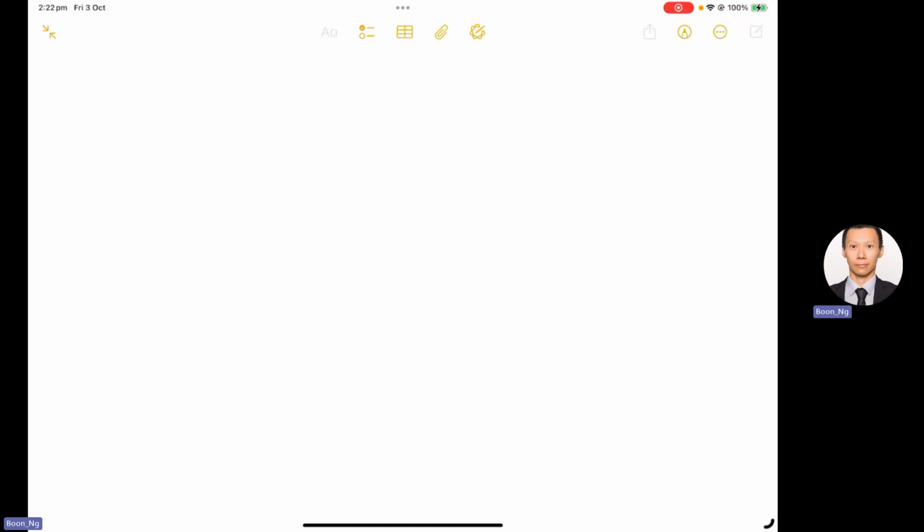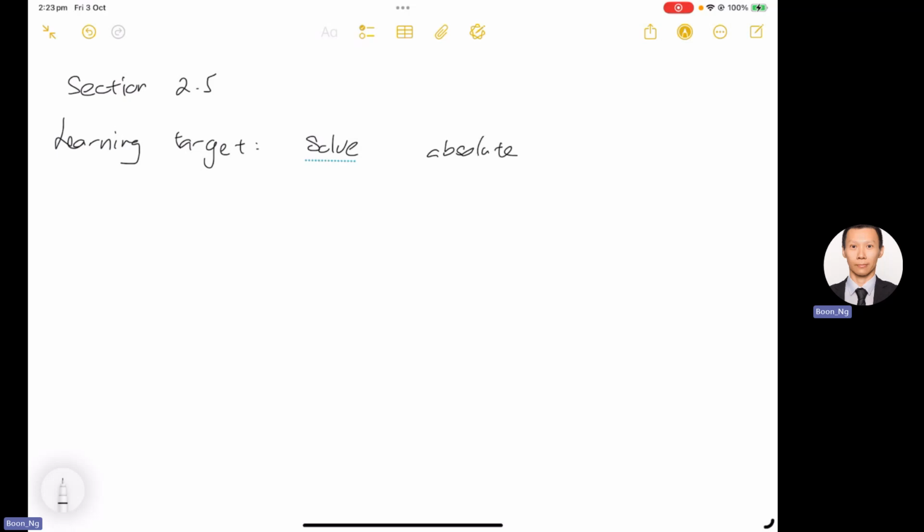Hello, everybody. Today we're going to go through section 2.5, which is about solving absolute value expressions. That's the learning target. We will go through three examples.